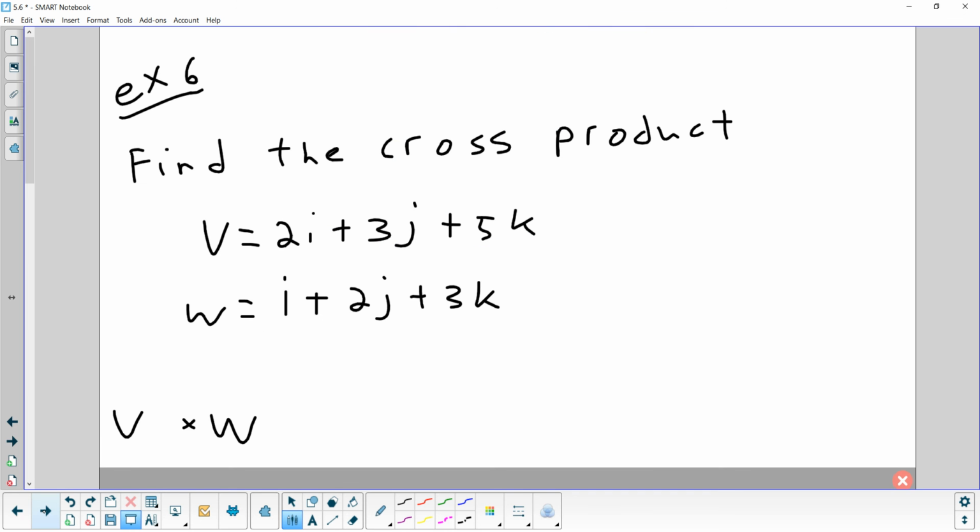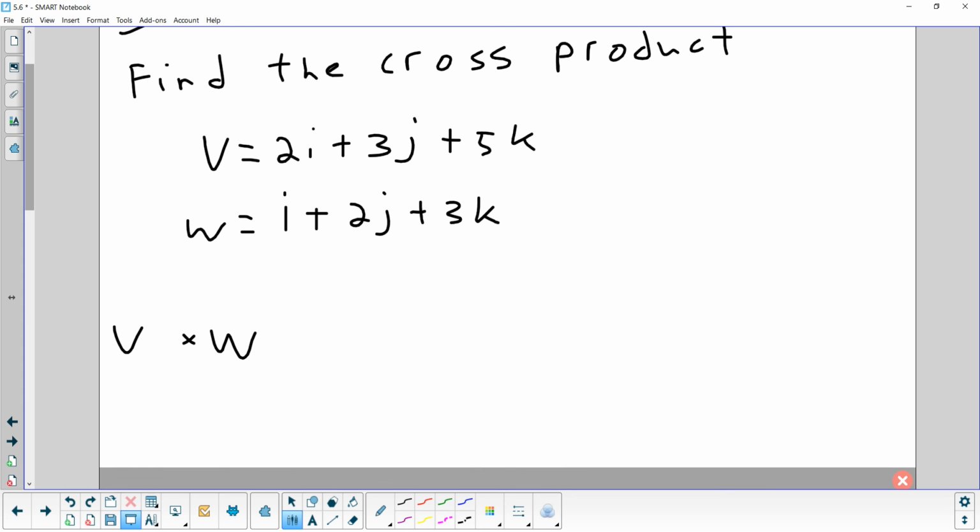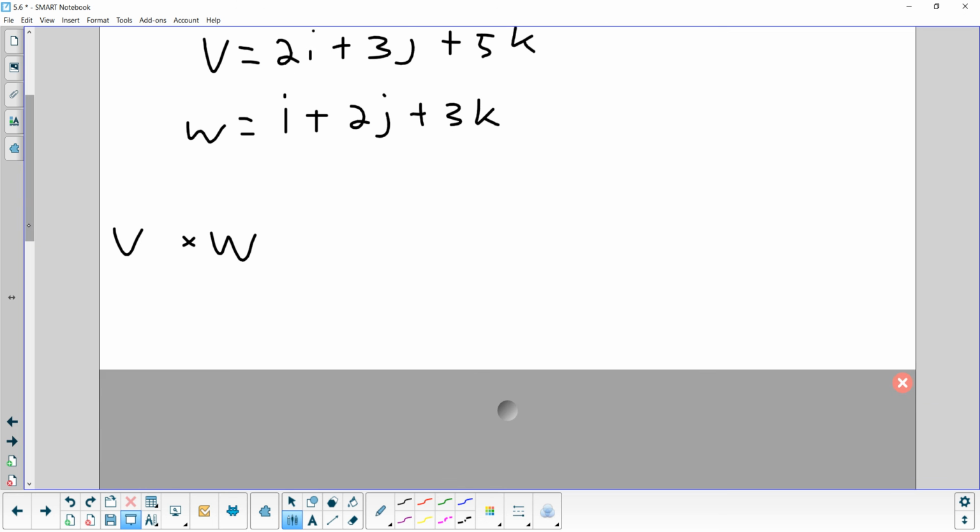Okay, so here's our 2 vectors. Find the cross product. So v is 2i, 3j, 5k. And w is i plus 2j plus 3k. All right, let's start with row 1. In the first step, what did I say to put in row 1? Yep. i, j, and k.